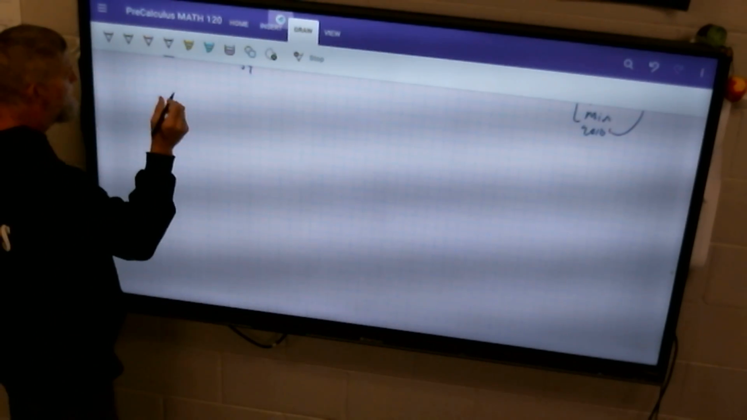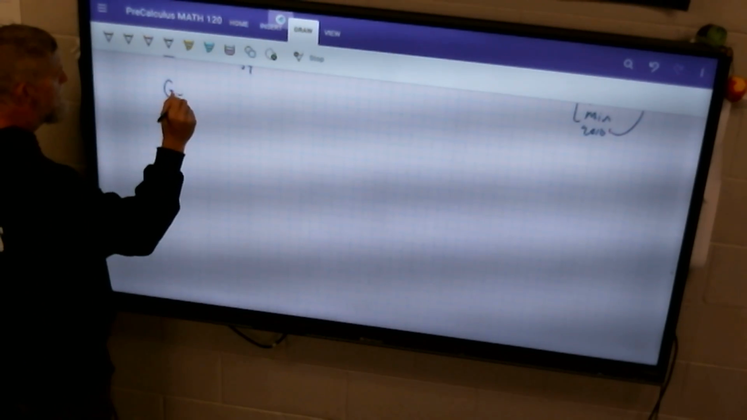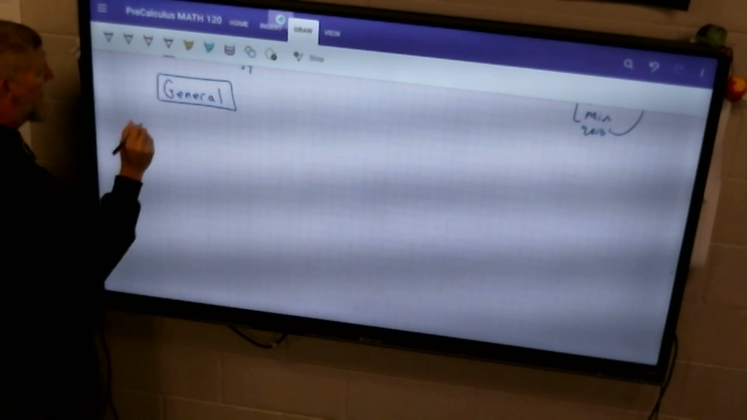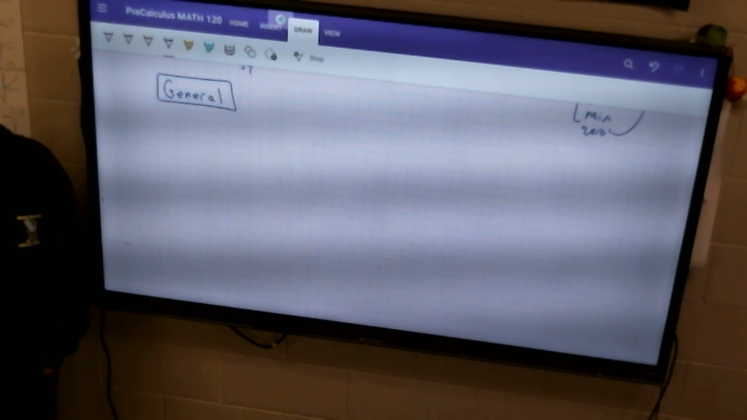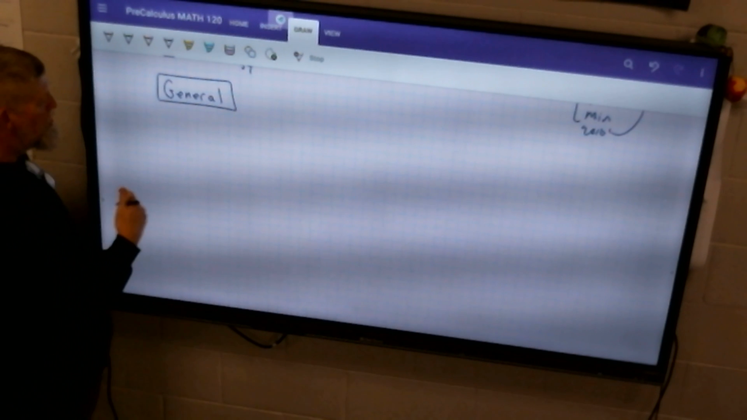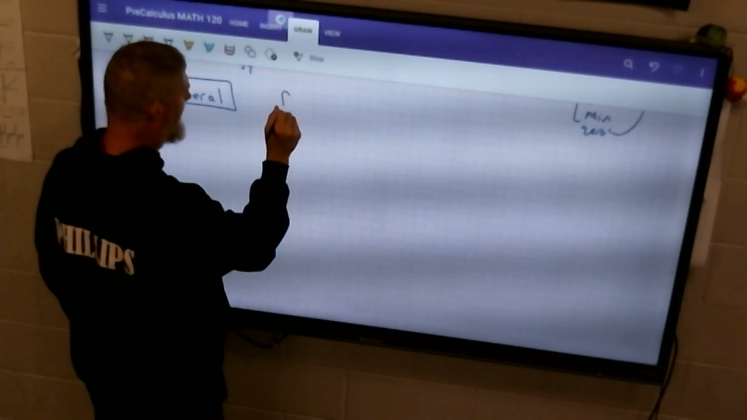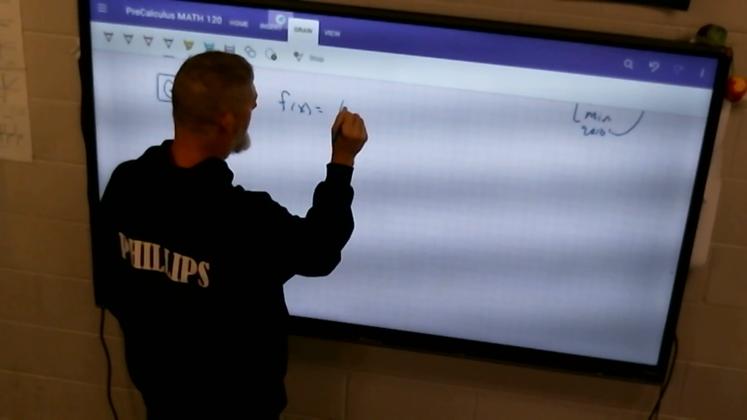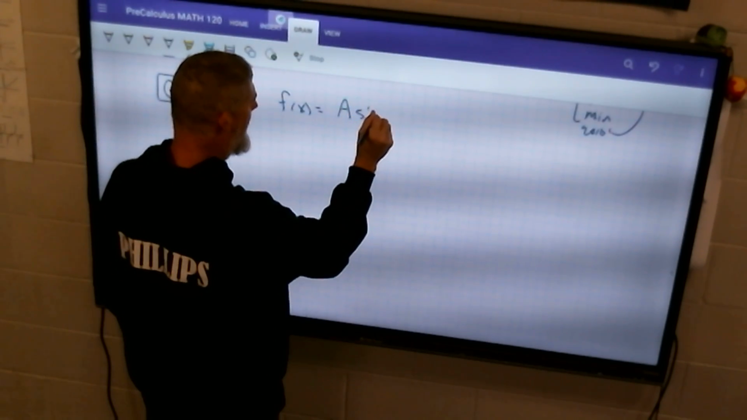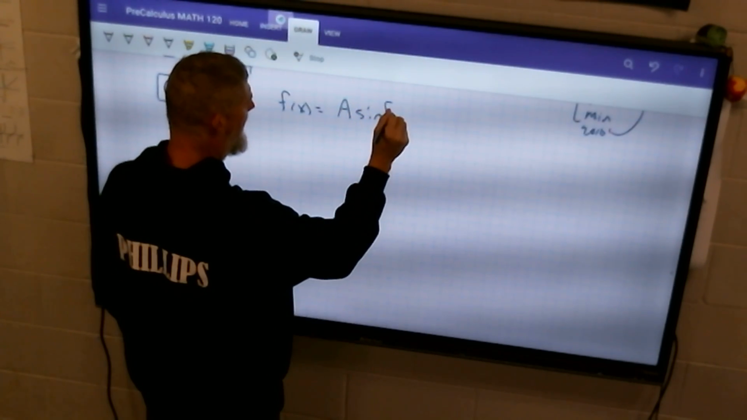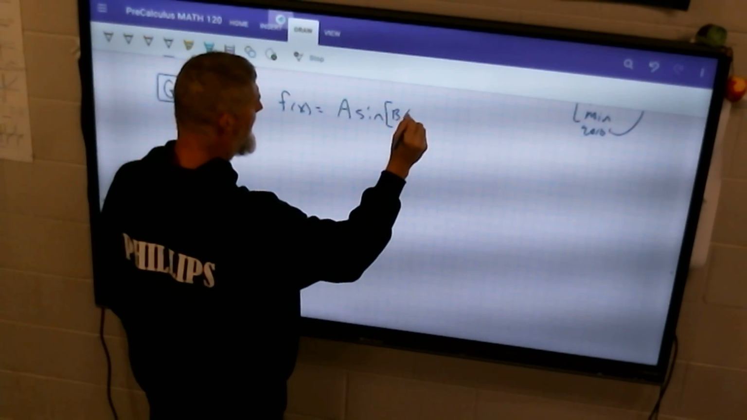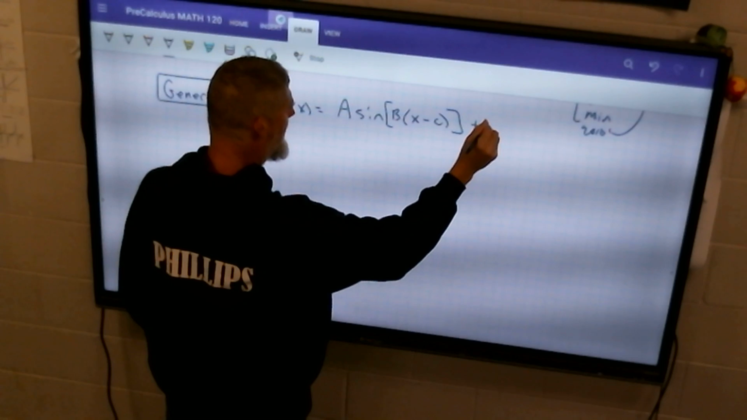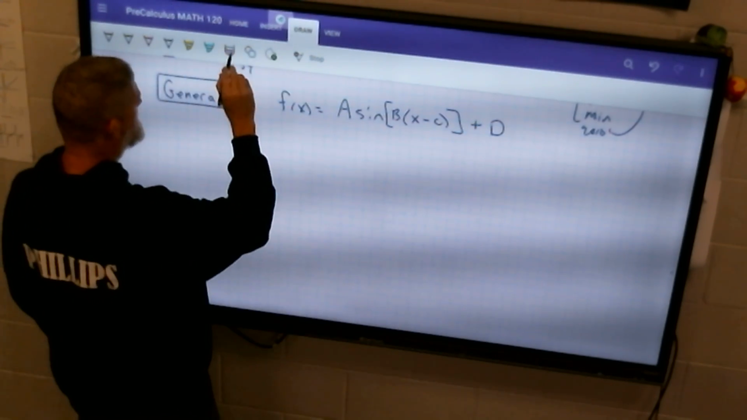Let's go with a general equation. We did this when we talked about quadratics, and when I say we, it means whenever you were in Algebra 2 class. We did this when we talked about exponentials, so we'll do it now with a sine graph. So f of x is going to be equal to a times the sine of b x minus c, plus d, and I guess that c should be a capital C.